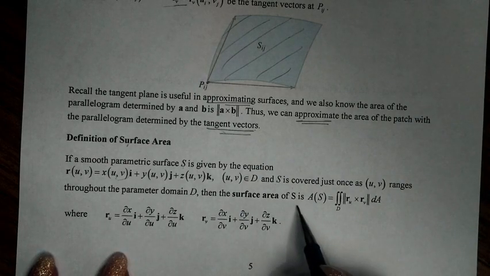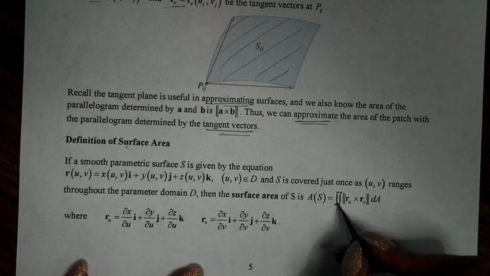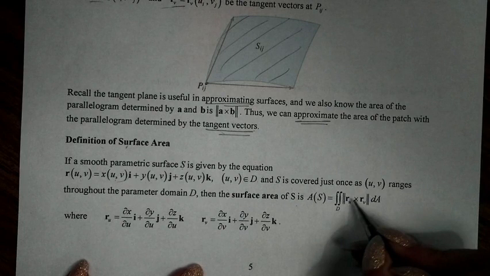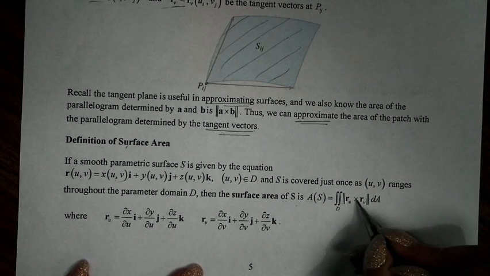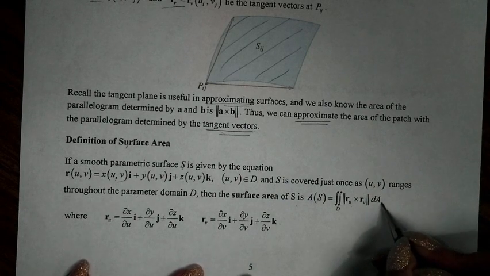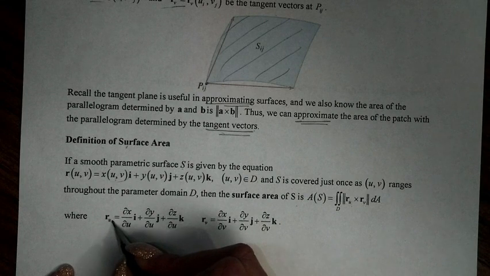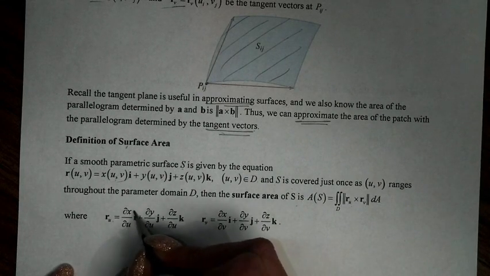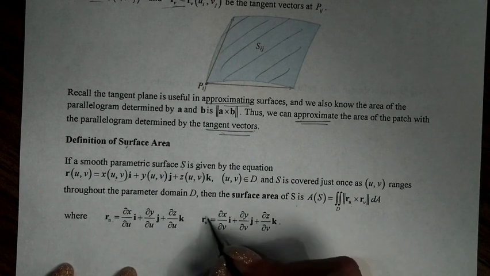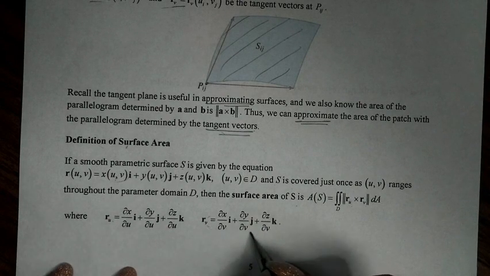Then the surface area of S is going to be the double integral over D of the magnitude of the cross product of r partial u cross r partial v, dA, where you know that the partial derivative of r is each one of the components, the partial derivative with respect to u, and similarly the partial derivative of r with respect to v.